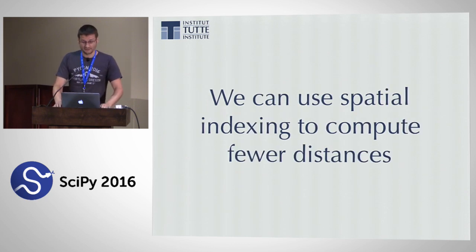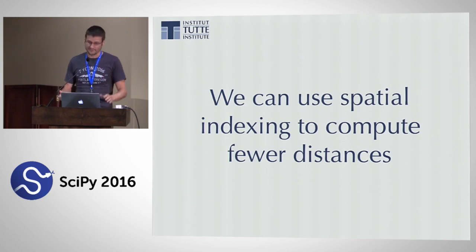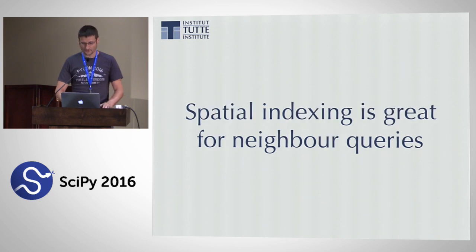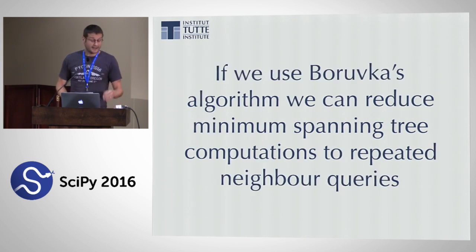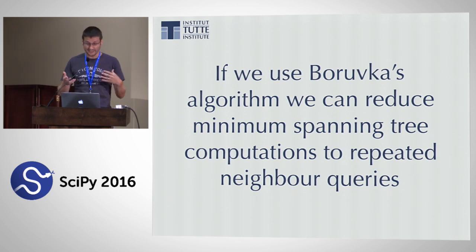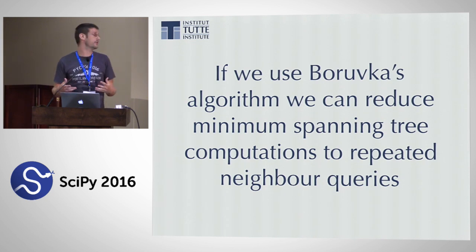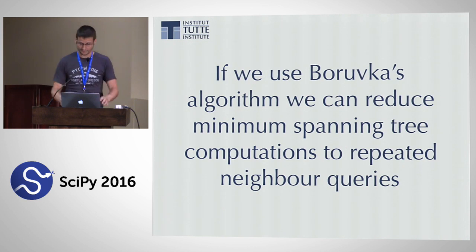But we can use spatial indexing to compute fewer distances. By spatial indexing, I'm talking about quad trees, KD trees, cover trees, these sorts of algorithms, approaches and data structures. They're great for neighbor queries. If I want to find the neighbors of a point, I can do it very quickly via these trees. In fact, you can do neighbor queries in order log n time. And if we use Boruvka's algorithm for minimum spanning trees, we can change the minimum spanning tree algorithm into essentially a whole lot of neighbor queries. Now, there are some caveats on that, but in practice, those caveats end up turning out to be extra pruning rules you can introduce to your tree search.